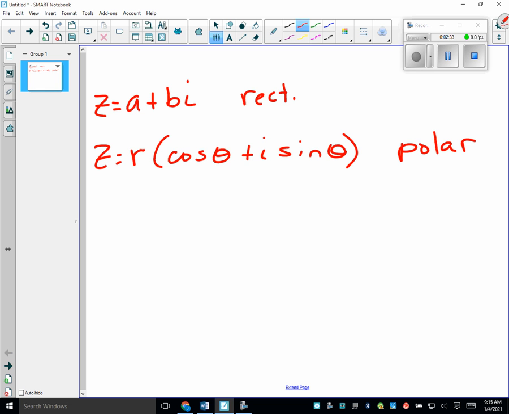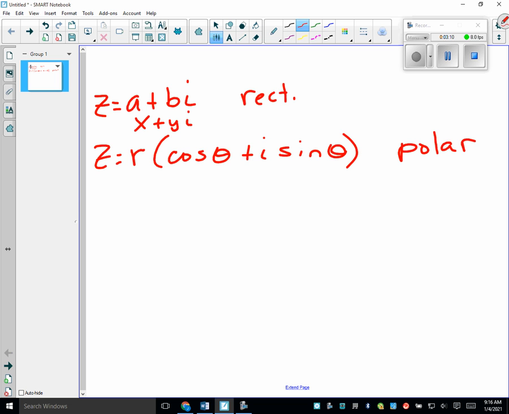Now, things you might need to remember that you don't remember. I don't know if you remember or not. This is a plus bi. It would be the same thing as x plus yi. They've replaced x and y with a and b because for a plus bi, you're not on a coordinate plane, you're just numbers. So they're not using x and y, they're using a and b.